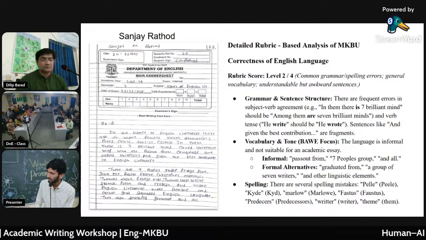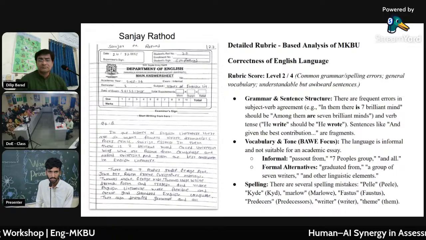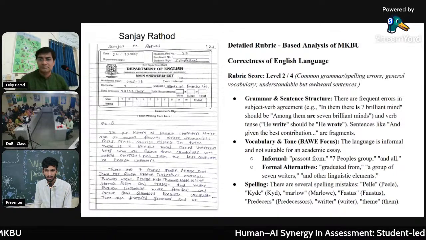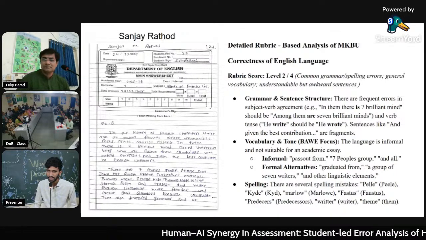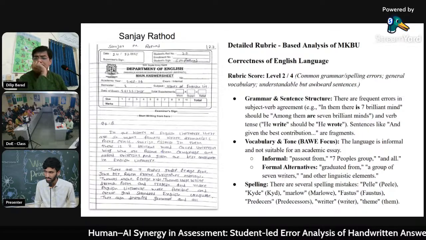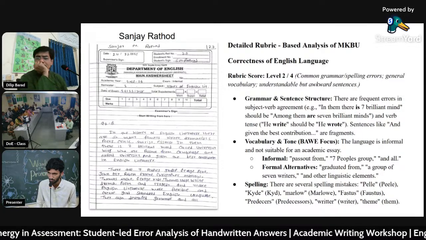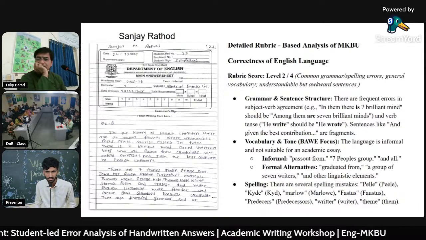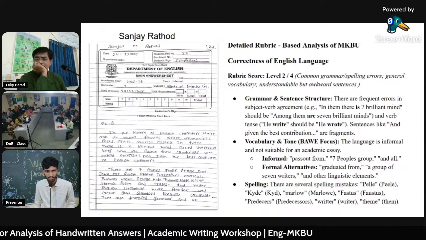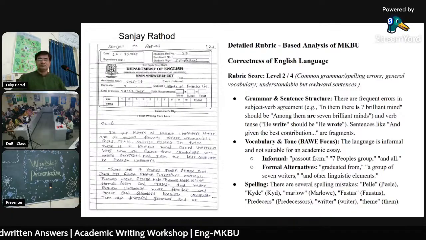There are frequent errors in subject-verb agreement, many small and tiny grammatical errors, and spelling errors as well. There are many good points as well, but these things should be considered. Thank you.